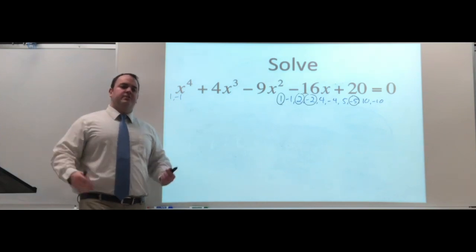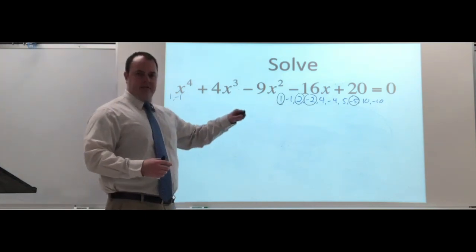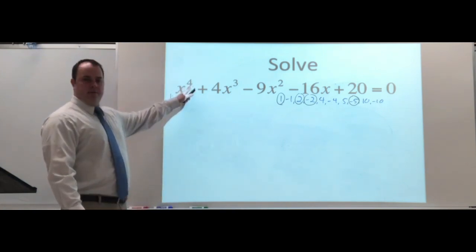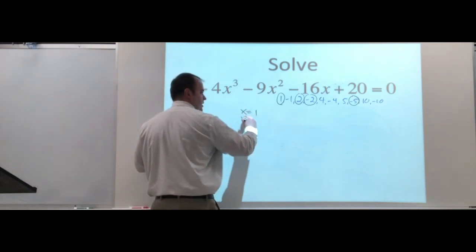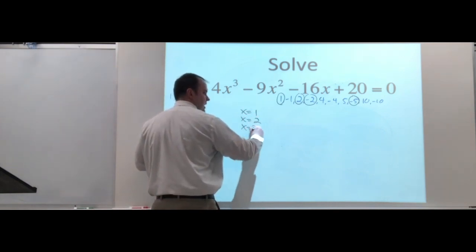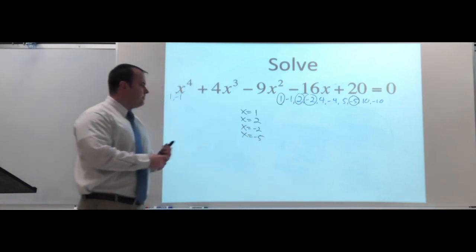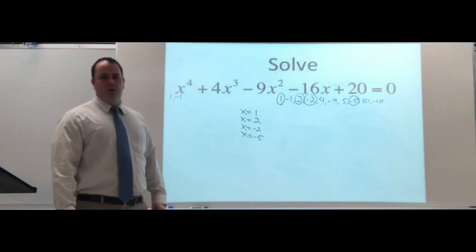Okay, so you always need to make sure you check when you're on that calculator. Check every single solution that's in that list. In this case, there's 4 solutions. We only need to find 4 solutions. So that's it. Our answer, x equals 1, x equals 2, x equals negative 2, x equals negative 5. Okay, 4 solutions. We're looking for 4, so we're in.